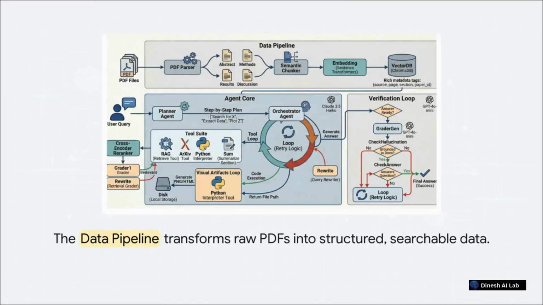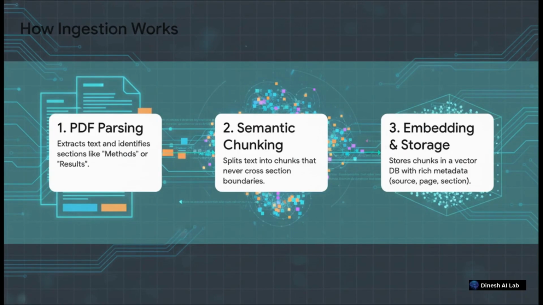Let's start at the beginning with the data pipeline. Its entire job is to take those raw, kind of messy PDF files and turn them into a super-structured knowledge base that the AI can actually understand and search through effectively. And this process is really clever. First, it parses a PDF, but it doesn't just grab the text.